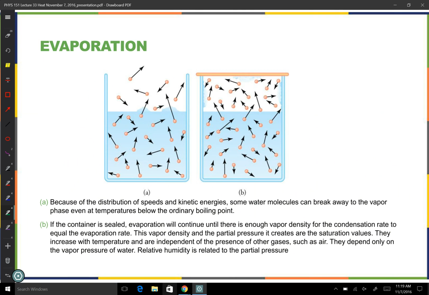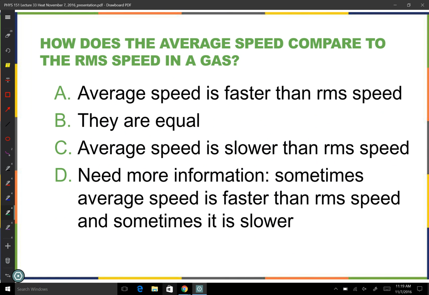Okay. First clicker question. How does the average speed compare to the RMS speed in a gas?